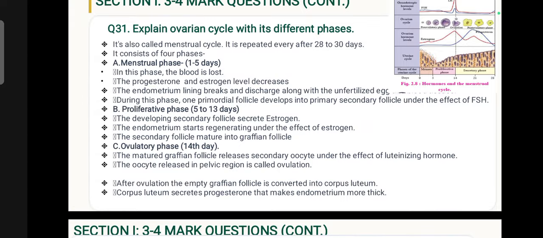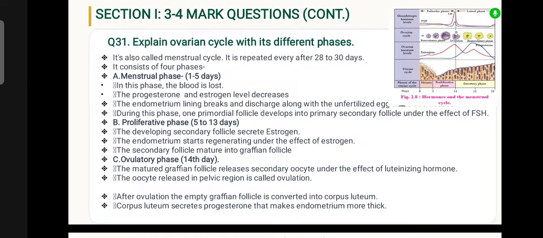Explain ovarian cycle with its different phases. Ovarian cycle is also called menstrual cycle. It is repeated every 28 to 30 days.